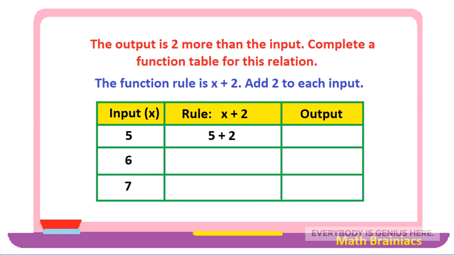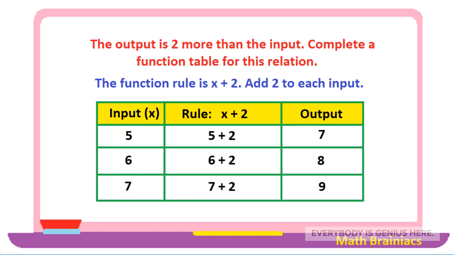The first input is 5. Therefore, the rule is 5 plus 2. And it will give us 7. When the input is 5, the output is 7. The second value of x, which is the input, is 6. So we're just going to substitute the input again in the function rule. And it will give us 6 plus 2, which will give us 8. Therefore, when x is 6, y is 8.